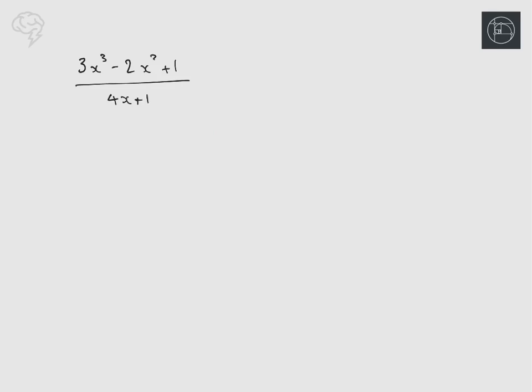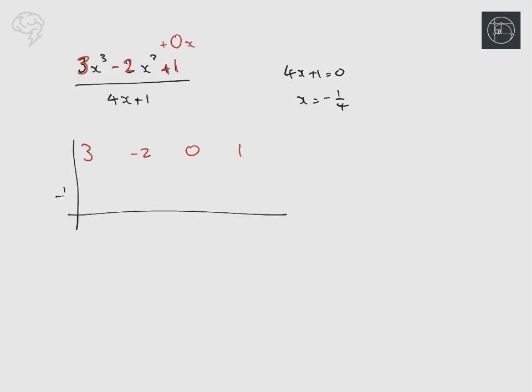Okay, so I've made up quite a hard one here, I think. So let's see, 4x plus 1 is 0, x is minus a quarter. The coefficients on the top are 3x cubed minus 2x squared. No x's, notice no x's, you have to remember that, because we need that column, and 1. 3, minus 2, none, 1. And then we put our minus a quarter here, like this.